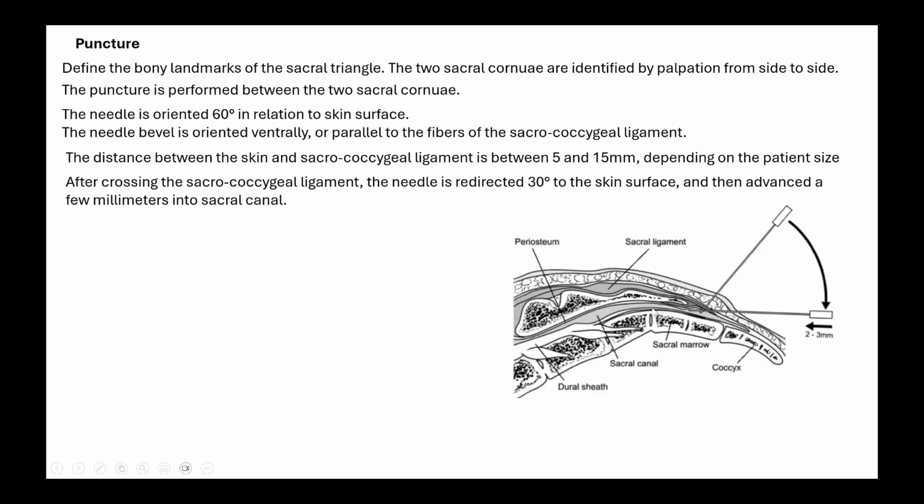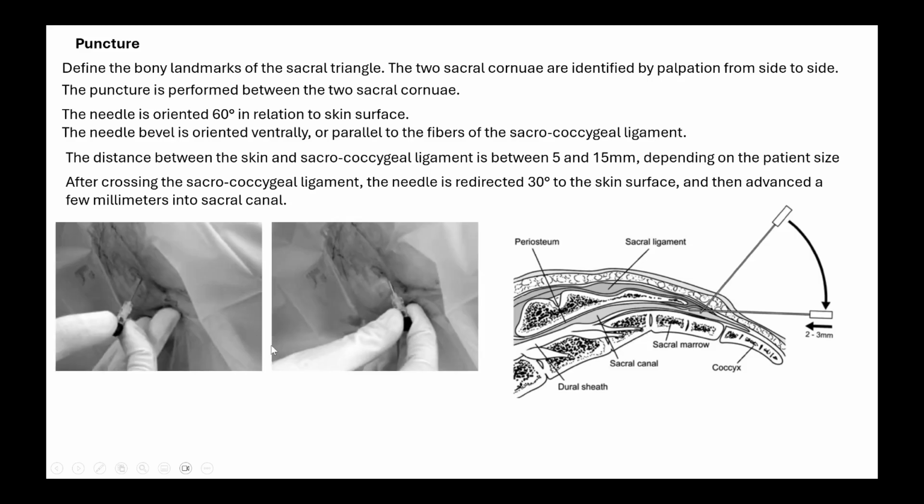So this picture will give you an idea. So first you start at a more straighter angle. So this will be 90 degrees to skin. This is 60 degrees. And then you use that. Once the sacrococcygeal membrane has been pierced, you bend it down and insert it further into the extradural space.